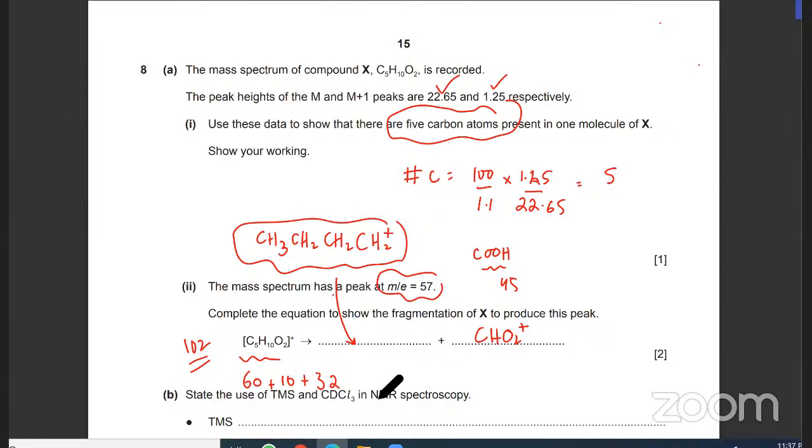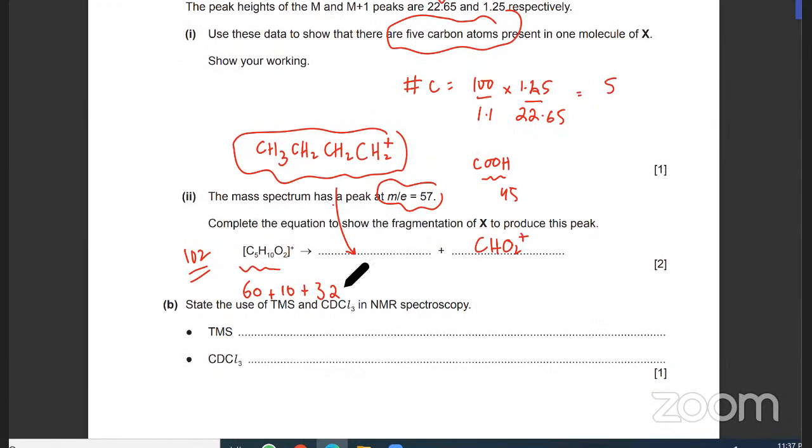Now remember, with fragments, it's all about guesswork. There's no science behind it. You just have to make an intelligent guess that 57 is a small piece of this bigger molecule. That's it. Moving to the next one, you've got: state the use of TMS and CDCl3 in NMR spectroscopy.